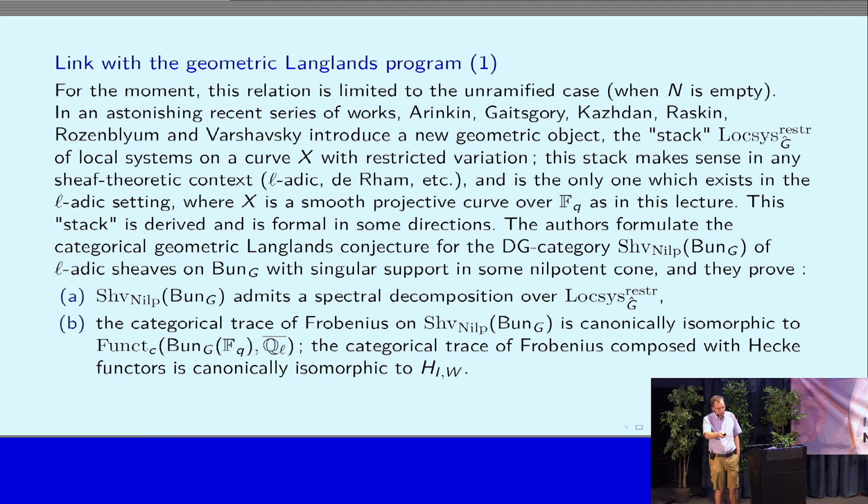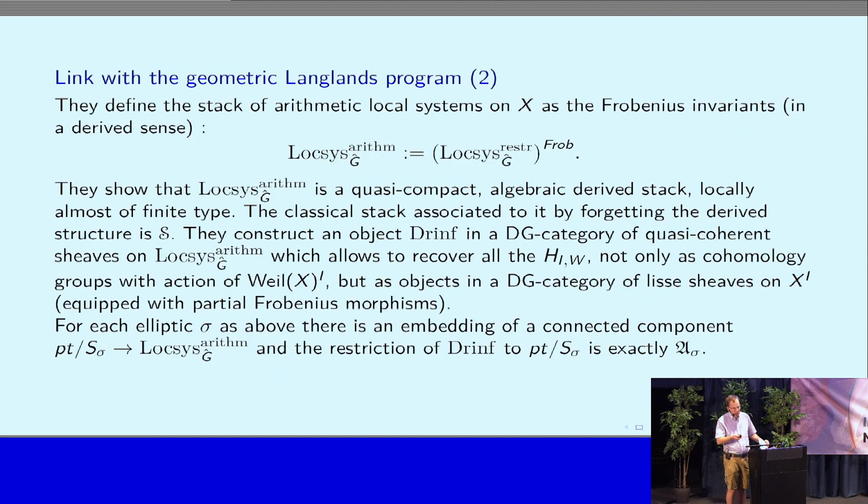So everything here is, in fact, a curve over F_q bar. Okay. It's geometric. And then there is a link with arithmetic when the curve is over F_q, that the categorical trace of Frobenius on this category recovers the automorphic forms, and the categorical trace of Frobenius composed with Hecke functors recovers the H^I_W. And then they define the stack of arithmetic local systems as the Frobenius invariants. So it's a quasi-algebraic derived stack. And the classical stack associated to it by forgetting the derived structure is exactly the S I introduced before. So it's a refinement of the S in the sense of derived geometry.